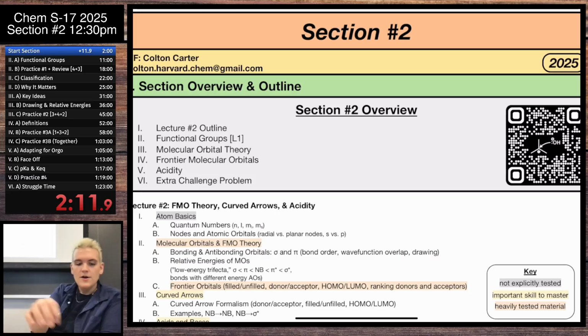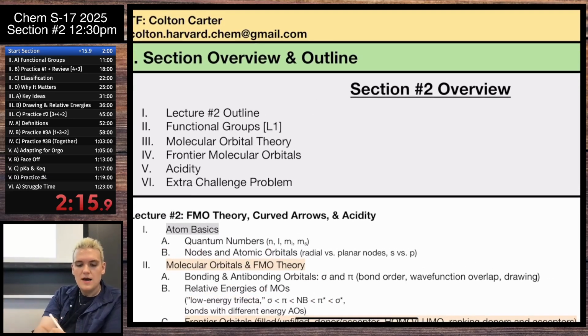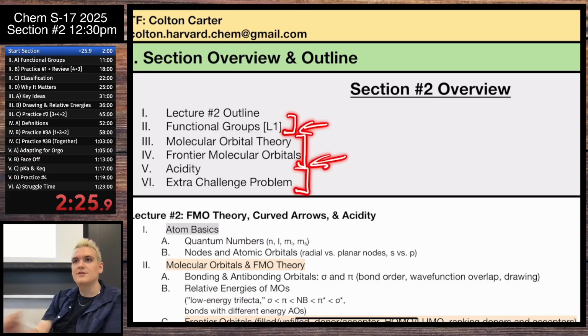Groovy. So, game plan for today. We have 3 big sections. First big section's functional groups. Second big section is MO theory. And then lastly, we have acidity. So we're going to do 2 hard transitions in the middle.